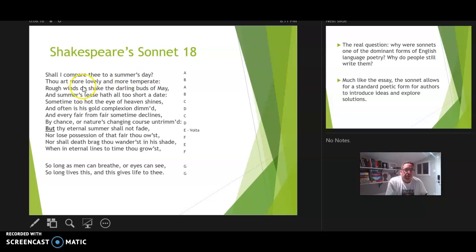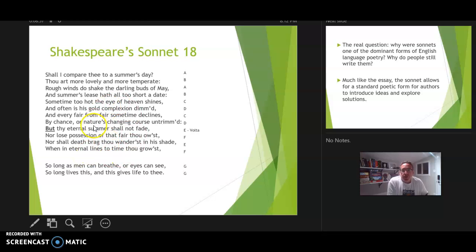Shall I compare thee to a summer's day? Thou art more lovely and more temperate. Rough winds do shake the darling buds of May, and summer's lease hath all too short a date. Sometime too hot the eye of heaven shines, and often is his gold complexion dimmed. For every fair from fair sometime declines, by chance or nature's changing course untrimmed. But thy eternal summer shall not fade, nor lose possession of that fair thou owest. Nor shall death brag thou wanderest in his shade, when in eternal lines to time thou growest. So long as men can breathe or eyes can see, so long lives this, and this gives life to thee.